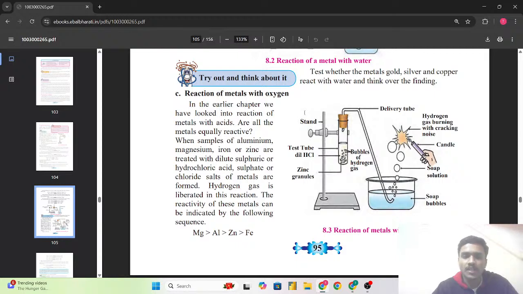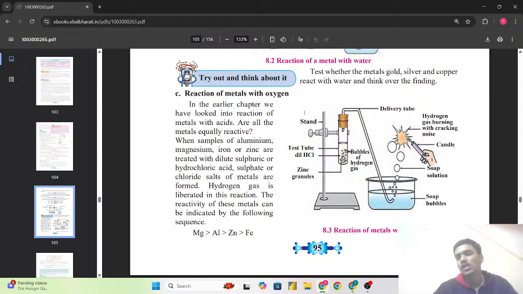Are all the metals equally reactive? When samples of aluminium, magnesium, iron or zinc are treated with dilute sulfuric or hydrochloric acid, sulfate or chloride salts of the metals are formed. Hydrogen gas is liberated in this reaction. The reactivity of these metals can be indicated by the following sequence. Magnesium's reactivity will be the highest as compared with aluminium, then zinc and then iron. The reactivity of all these has been concluded by performing the experiment.